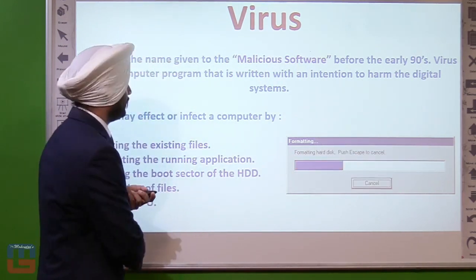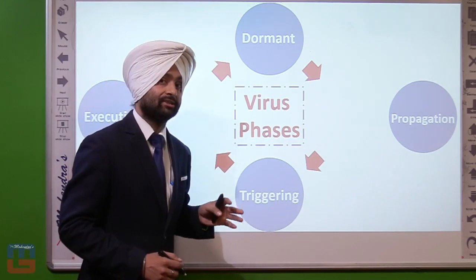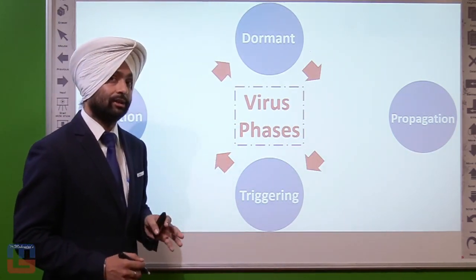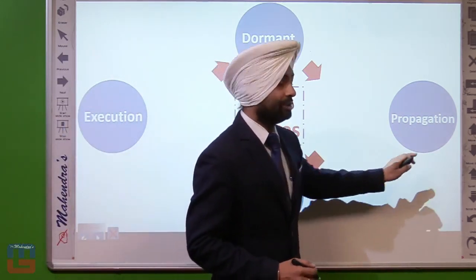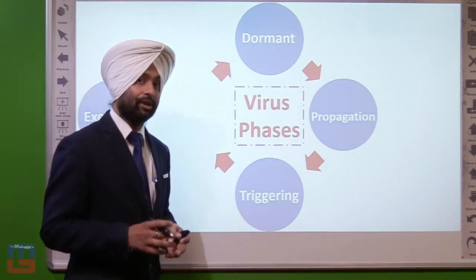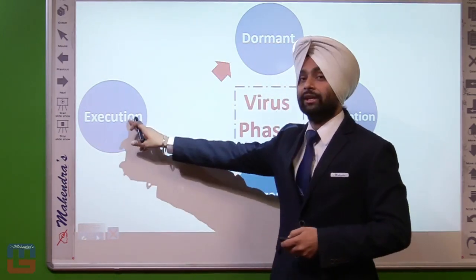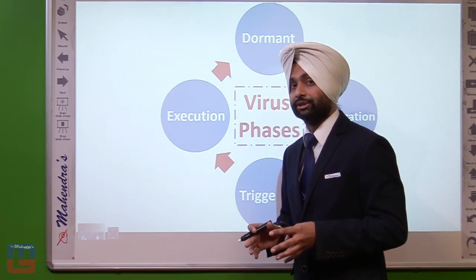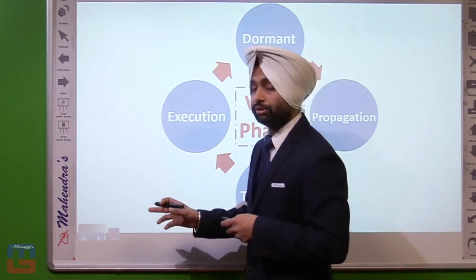Moving on to the next one, we have the different phases of the virus life cycle. We have four phases. The first one is the dormant phase. The second is the propagation phase. The third is the triggering phase, and the most harmful, most dangerous one is the execution phase, when the virus is at 100% execution of its life cycle. Let's move on to the next slide.